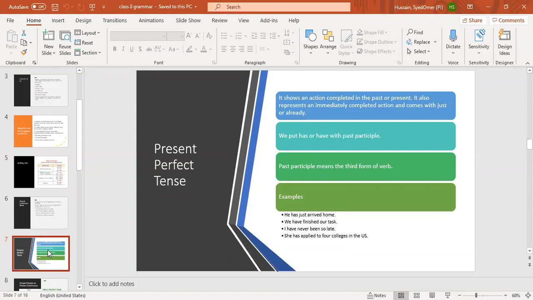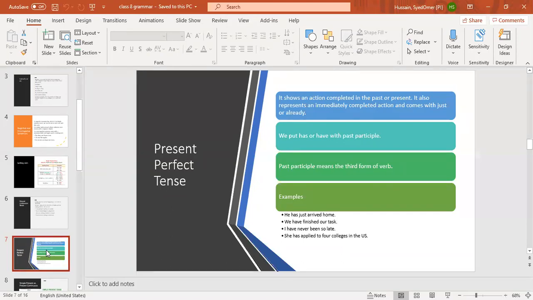She has written an essay. Laborers have dug the roads. The peon has rung the bell. We are putting the third form. I have finished my lesson. So has or have followed by the third form of verb. I have not done. One example we can take.